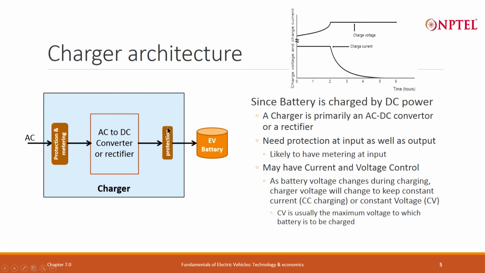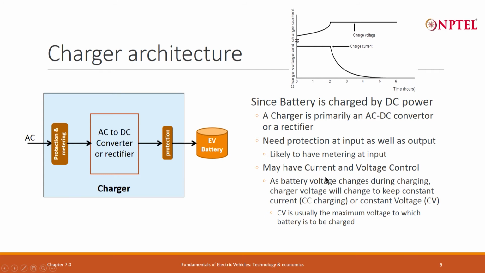You will then put some DC voltage protection, because you do not want anything to go wrong, and if something goes wrong here, then you will get it to the EV battery. Since the battery is charged by DC power, a charger is normally an AC to DC converter. It has protection at the input as well as output. It will invariably have metering at input.